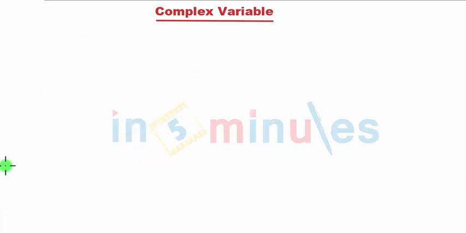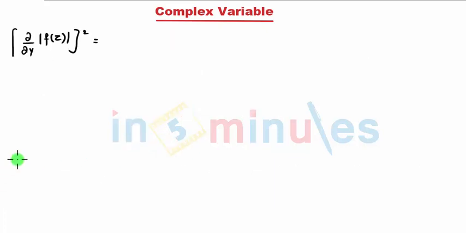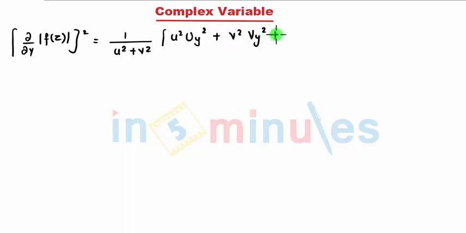Now second, I'll be getting dou by dou y of mod of f of z the whole square, which I get by squaring this. So similarly I can write directly 1 upon u square plus v square, u square uy square plus v square vy square plus 2uv uy vy. Now we need to add both.